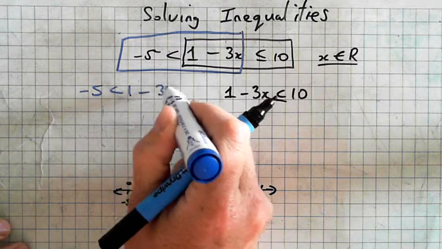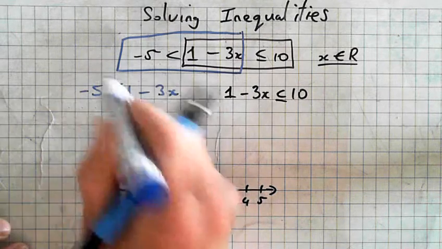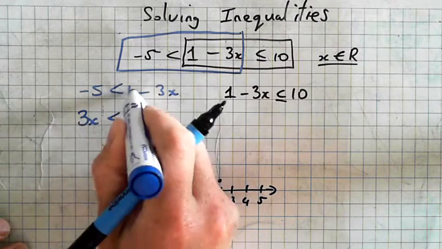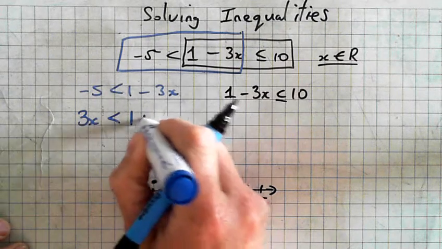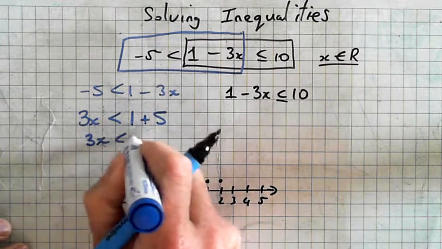So we'll move the minus 3x. It's not an equals, but across the sign becomes a plus 3x. There's the sign. 1 is already on the right. Move the minus 5 across. Plus 5. 3x is less than 6.